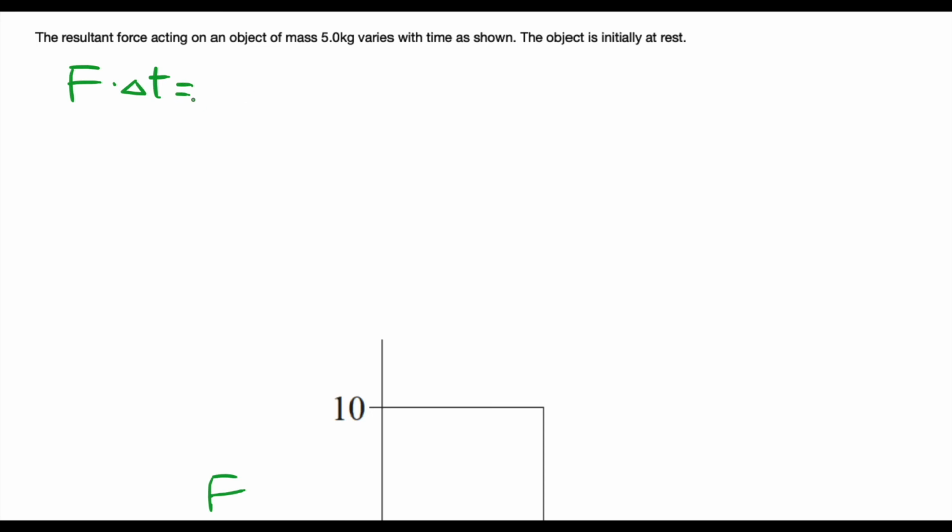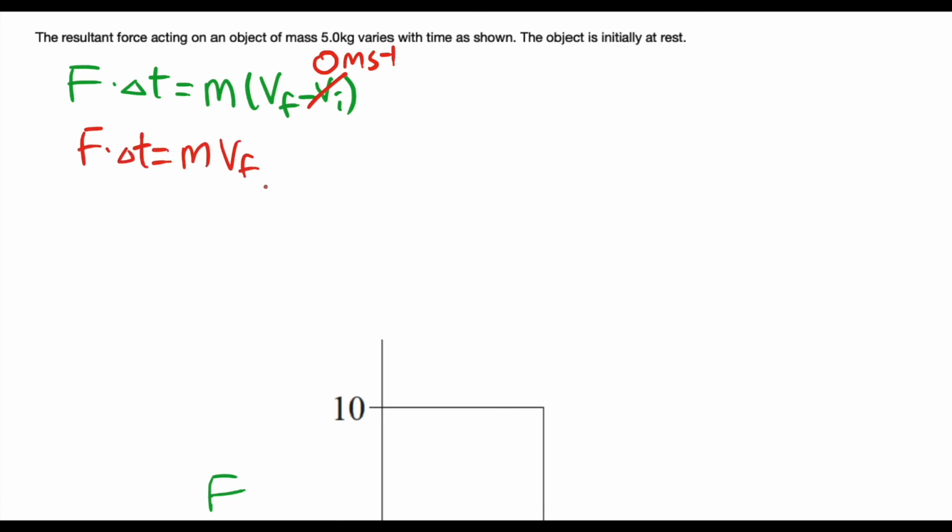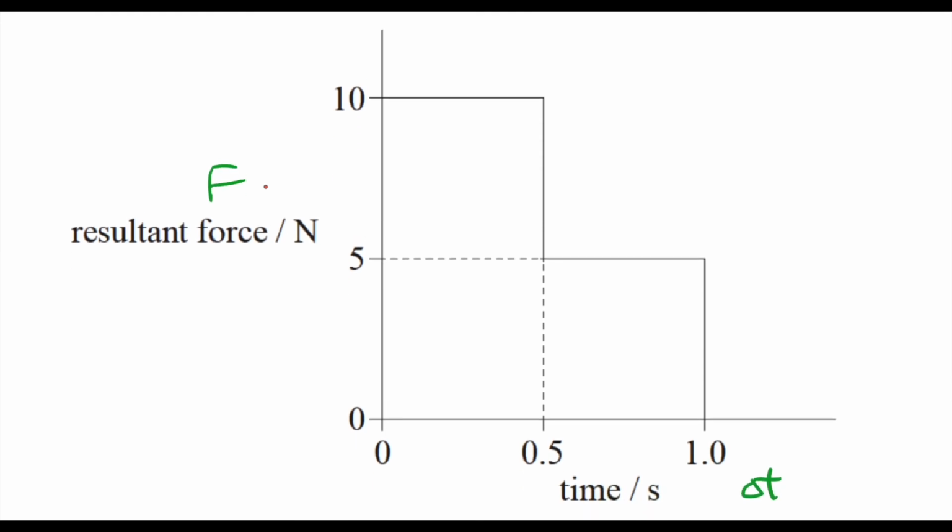Impulse is equal to net force times delta t, which is equal to mass times change in velocity, and change in velocity is equal to final velocity minus initial velocity. And since the object is initially at rest, the initial velocity is 0 meters per second. So F times delta t is equal to mass times final velocity. And here's the graph. The area under the curve basically represents impulse, because it is resultant force times delta t. So here we just need to calculate the area under the curve first to calculate impulse.